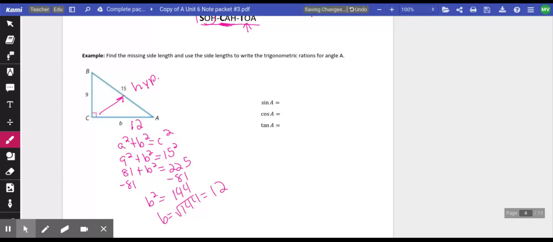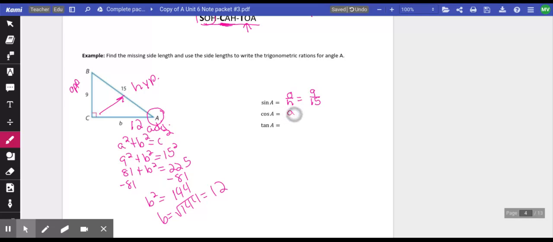So now that I know B is 12, I see that all of my ratios are talking about angle A. So here's angle A. The hypotenuse is always the hypotenuse. So then across from angle A is 9. 9 is the opposite. And next to angle A is 12, so that is the adjacent. Now sine of angle A is the opposite side over the hypotenuse. So our opposite length is 9, and our hypotenuse is 15. So the sine of A is 9 over 15.